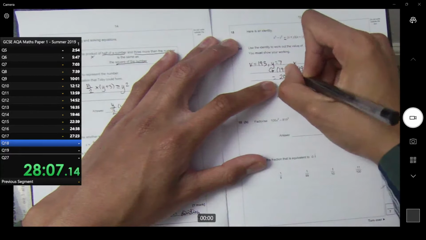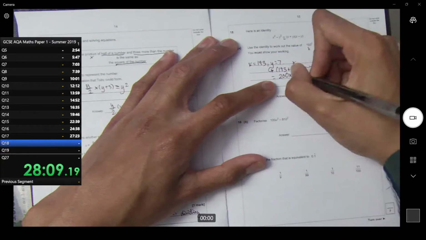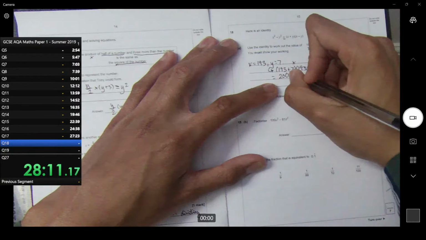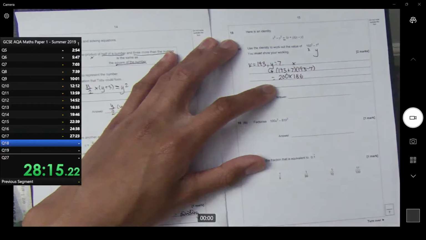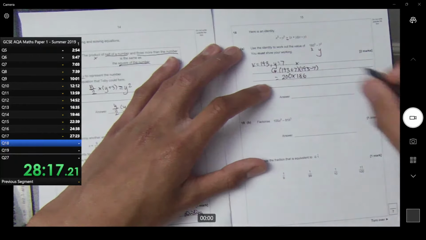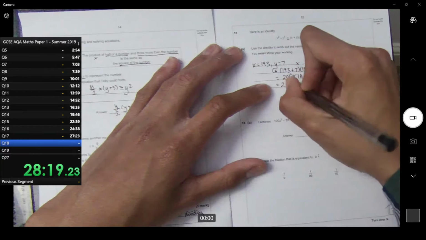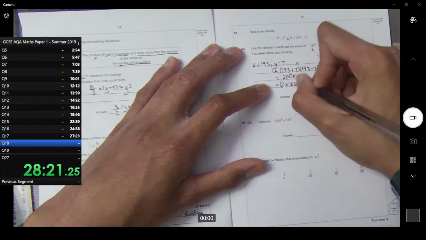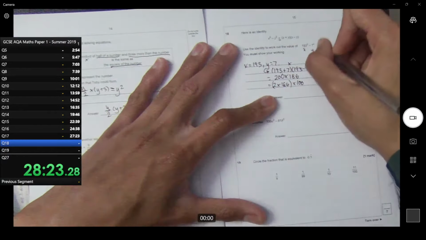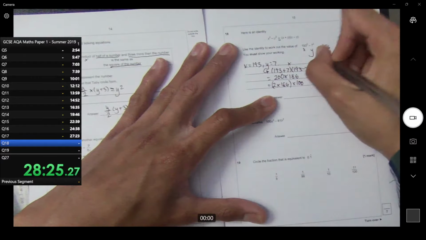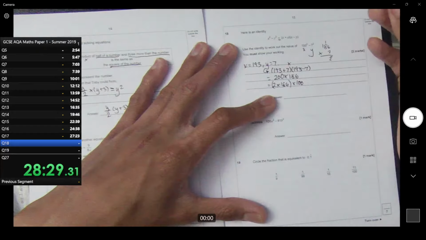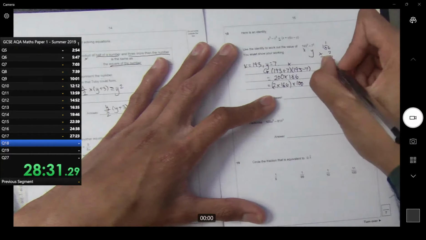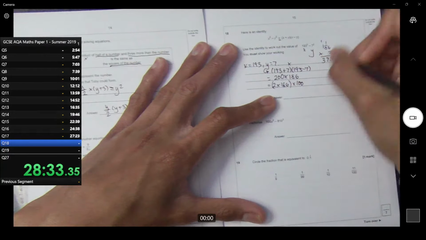So we get 200 times 186. 2 times 186 to 1. 16, 17.